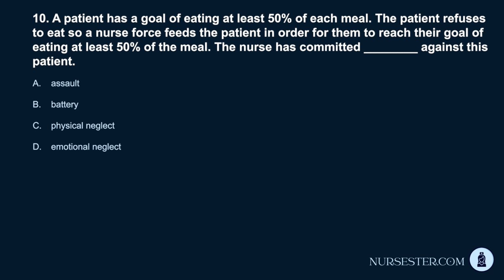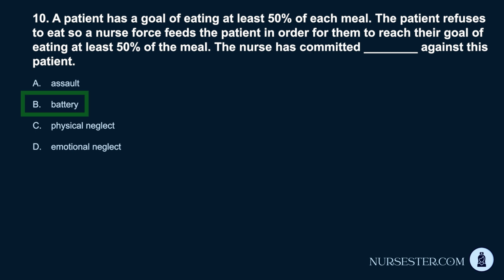10. A patient has a goal of eating at least 50% of each meal. The patient refuses to eat, so a nurse force feeds the patient in order for them to reach their goal of eating at least 50% of the meal. The nurse has committed what against this patient? A. Assault. B. Battery. C. Physical neglect. D. Emotional neglect.